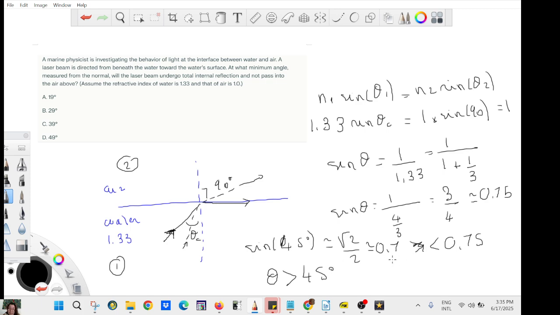So you need to find a way without a calculator. So the answer should be 49 degrees, right? Because if you look at the sine, as the angle is going to increase, the sine is going to increase. So at 45 degrees, here it's going to be 0.7. So at 49, it's going to be more than 0.7, so closer to 0.75. So the only answer will be D.